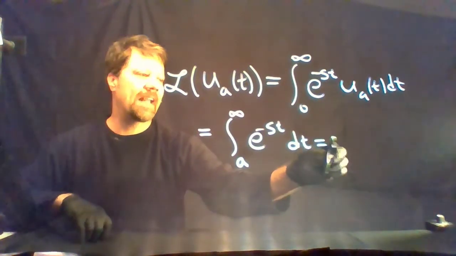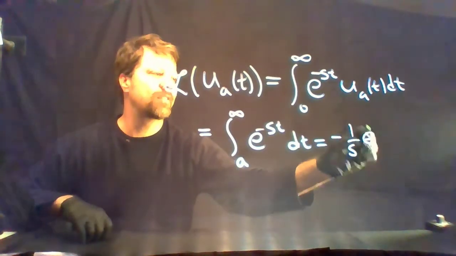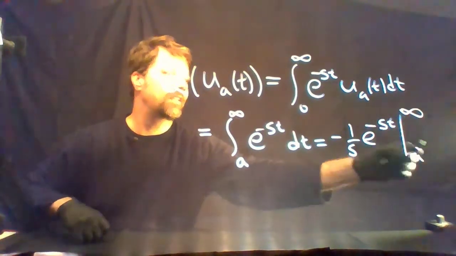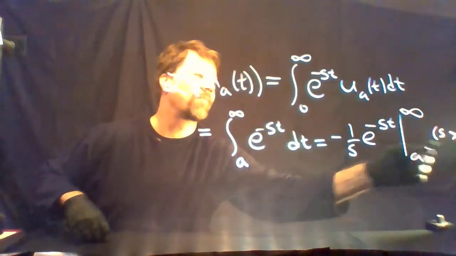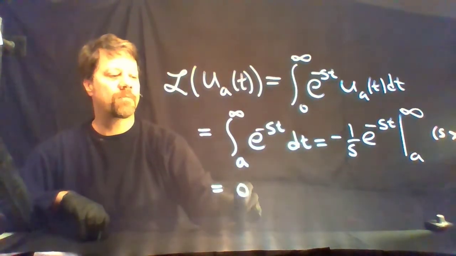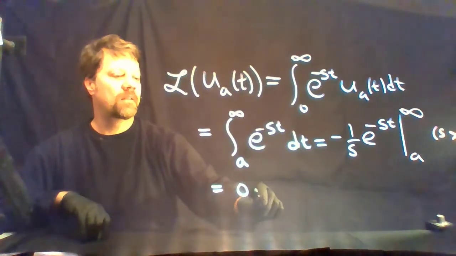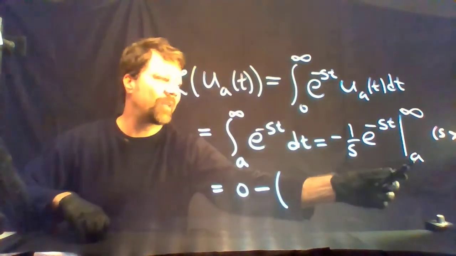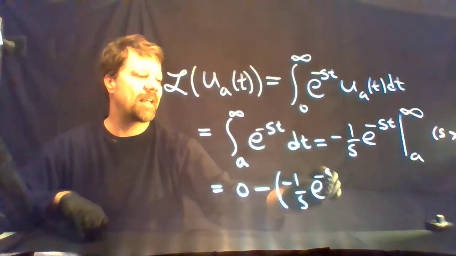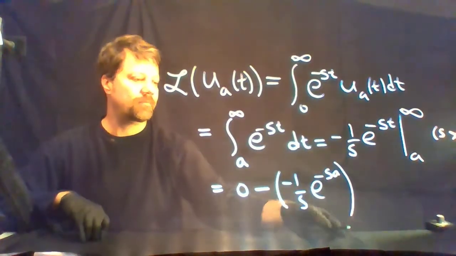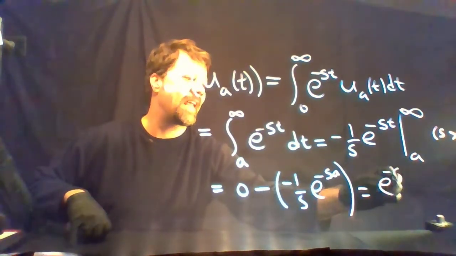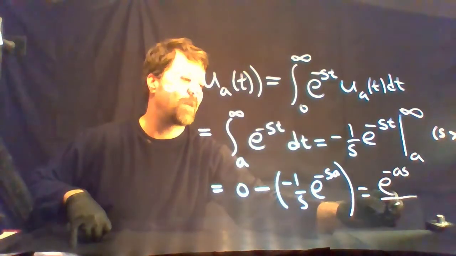Evaluating the integral, finding an antiderivative, we have negative 1 over s, e to the minus st. Assuming that s is greater than 0, when we take the limit as t goes to infinity, this first term will be 0. We'll subtract what we get when we plug in a. That's going to be negative 1 over s, e to the minus sa. And finally, that gives us e to the minus as divided by s.